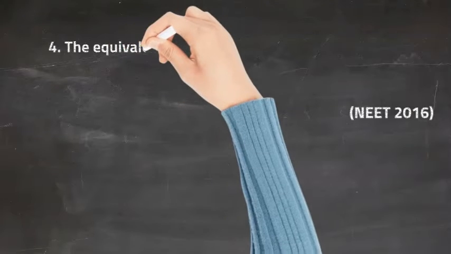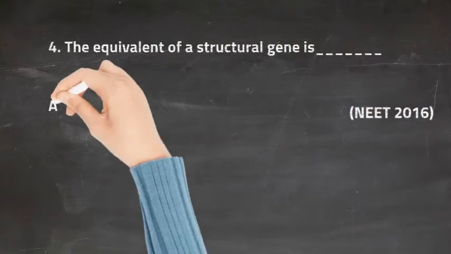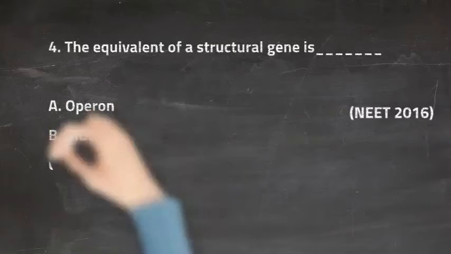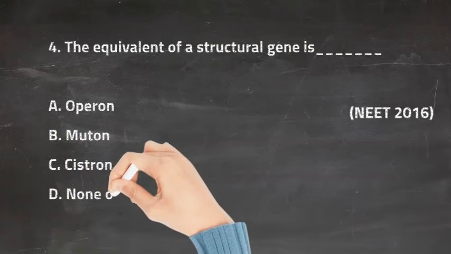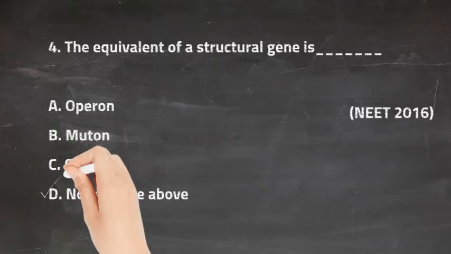The fourth question is, the equivalent of a structural gene is dash. The first option is operon, the second option is muton, the third option is cistron, and the last option is none of the above. So the right answer for this question is option D, and that is none of the above.